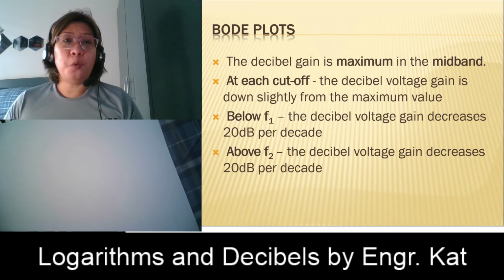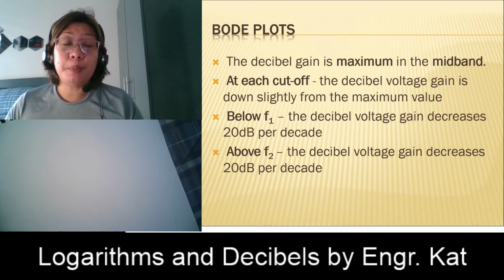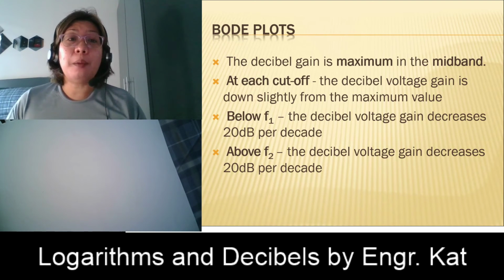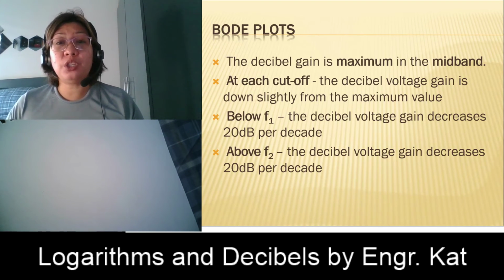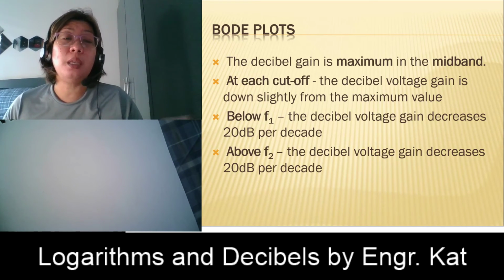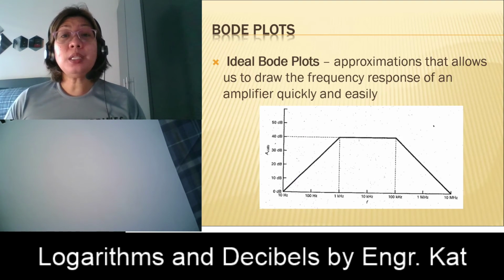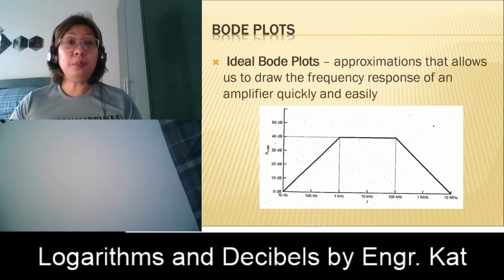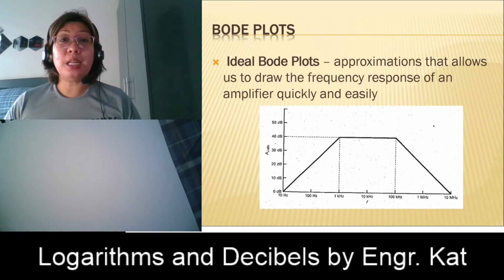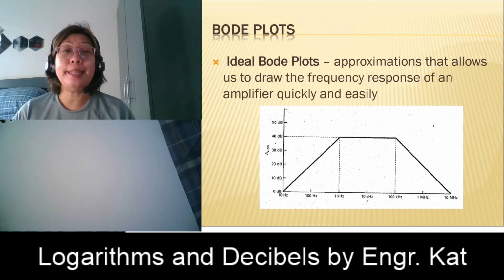So below F1, the decibel voltage gain decreases by about 20 dB per decade. And above F2, the decibel voltage gain decreases by about 20 dB per decade, or we can use 6 dB per octave. Okay? So these are the ideal approximations. Ideal Bode plots are approximations that allow us to draw the frequency response of an amplifier quickly and easily.